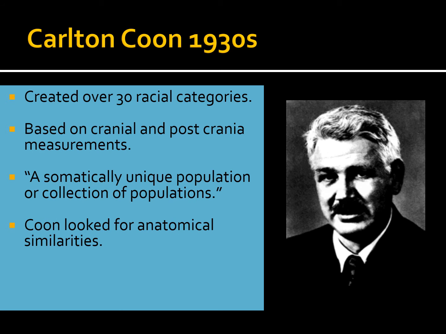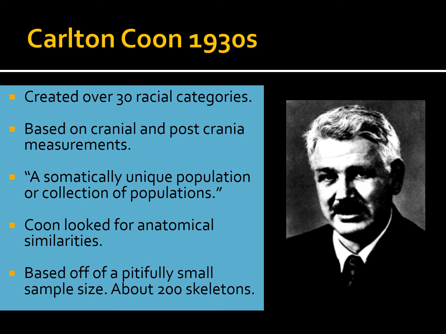So what Coon was looking for was anatomical similarities, right? And this was based off of a pitifully small sample size, about 200 skeletons, and he created over 30 categories with 200 skeletons, so that means that only a few people at best would be in each category. So in essence, it was just bad science and bad statistical testing from the very start.